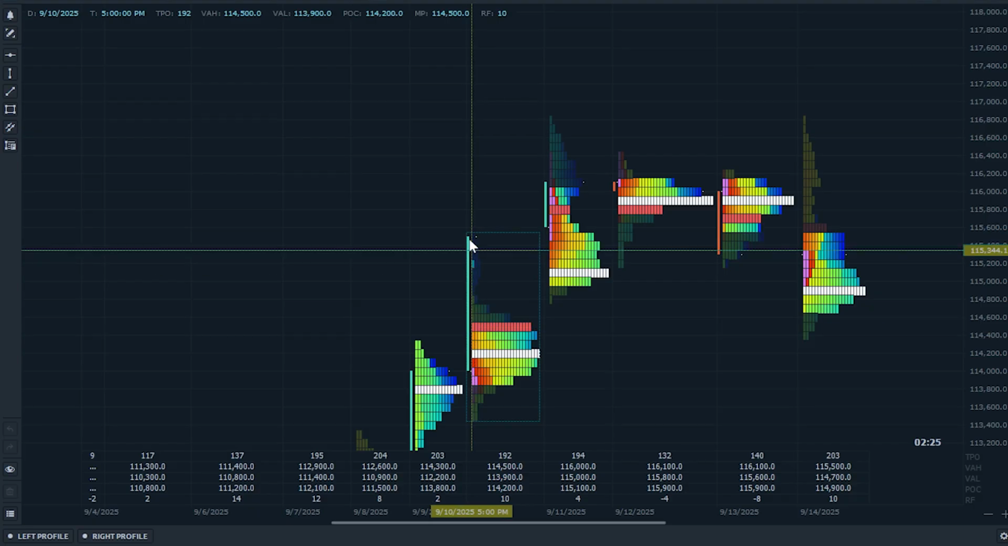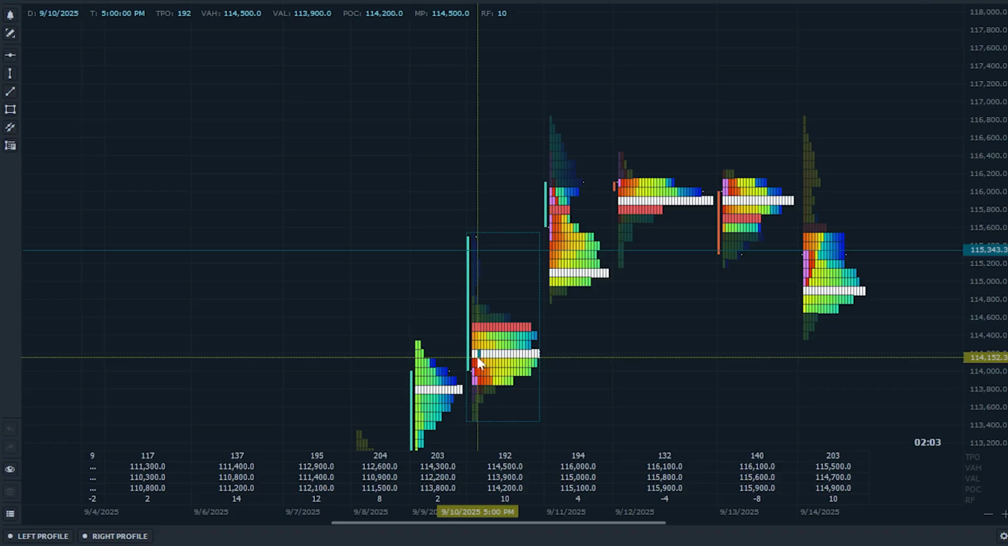So you can see that even though this particular bar traded as high as about 115,500, most of the volume in the bar was taking place more than $1,000 below that. And so this is a really nice way to get an idea, again, of where the action is happening beyond what you're going to get from candlesticks alone.